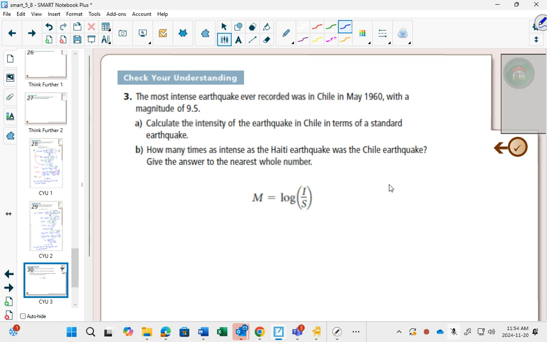The question says calculate the intensity of the earthquake in Chile in terms of a standard earthquake. So for A, we know the magnitude is 9.5. I is the intensity, and S is standard, so we want to solve for I. Anytime you're solving for something in a log equation, you need a single logarithm, which this already is, and then you change it to exponential form.